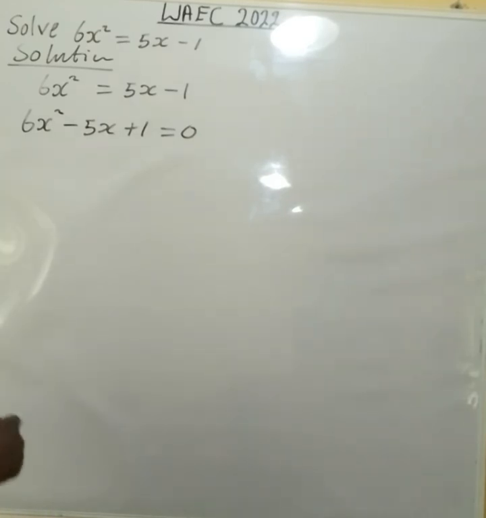So now we have a quadratic equation. As we now have a quadratic equation, we will check if the question is factorizable, and we solve it by the factorization method. But if it's not factorizable, then we solve it by the completing the square method or the quadratic formula.